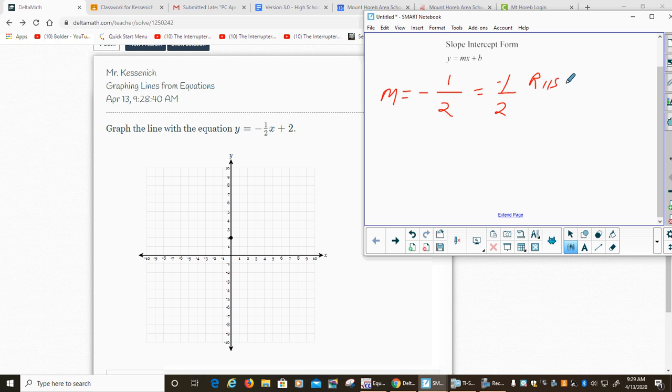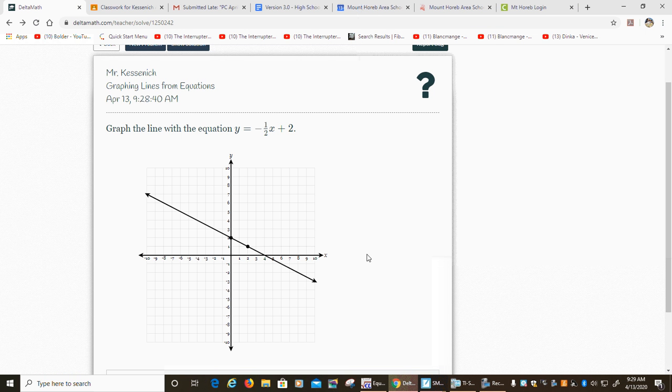So it's your rise over run. You're going to rise a -1, which means you go down 1, run a +2, so that means you go over 2. You're going to go down 1, right 2. From that point, I'm going to go down 1, run 2, and put a dot. From there I went down 1, right 2, down 1, right 2.